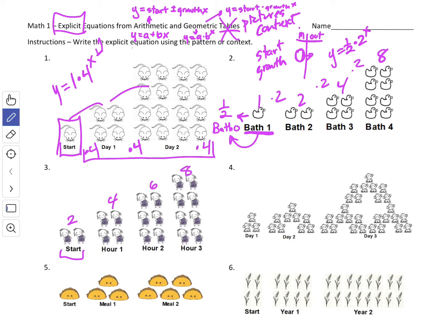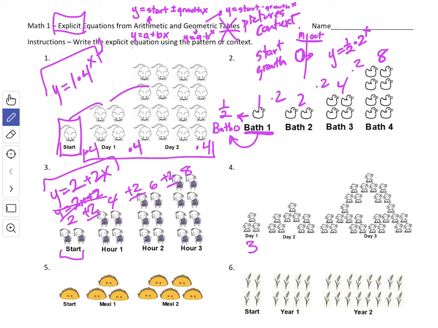All right, number 3. Again, we've got the start of 2 to 4 to 6 to 8, so we're adding 2 each time. So arithmetic, so I go y equals my start of 2, then I'm adding 2, and I'm repeatedly adding 2, and repeated addition, the shortcut is multiplication. Now, I could write this as y equals 2x plus 2 in that slope-intercept form.